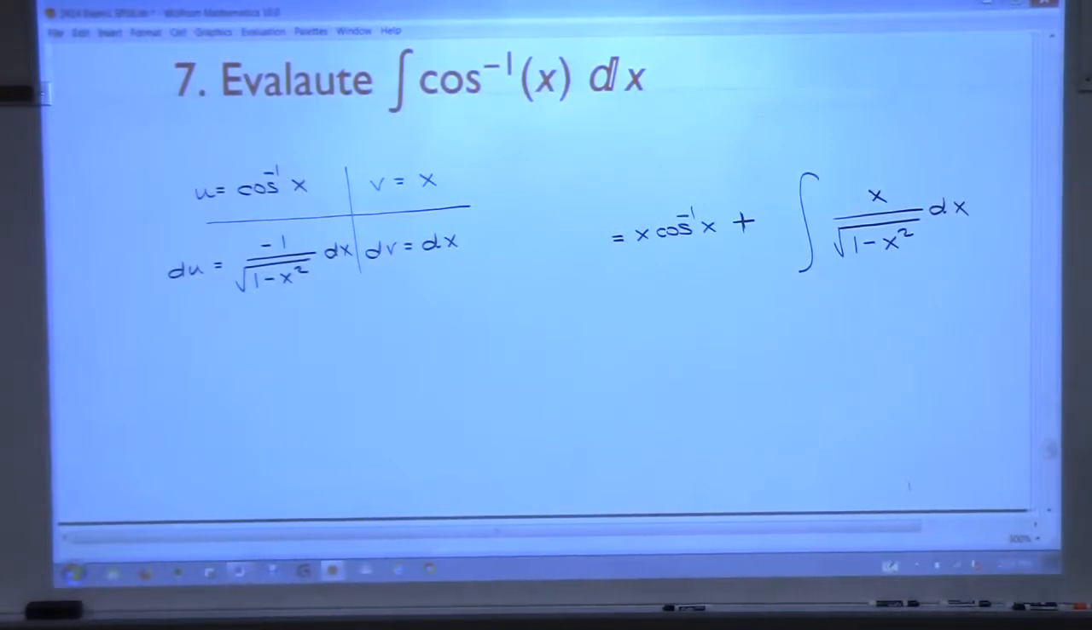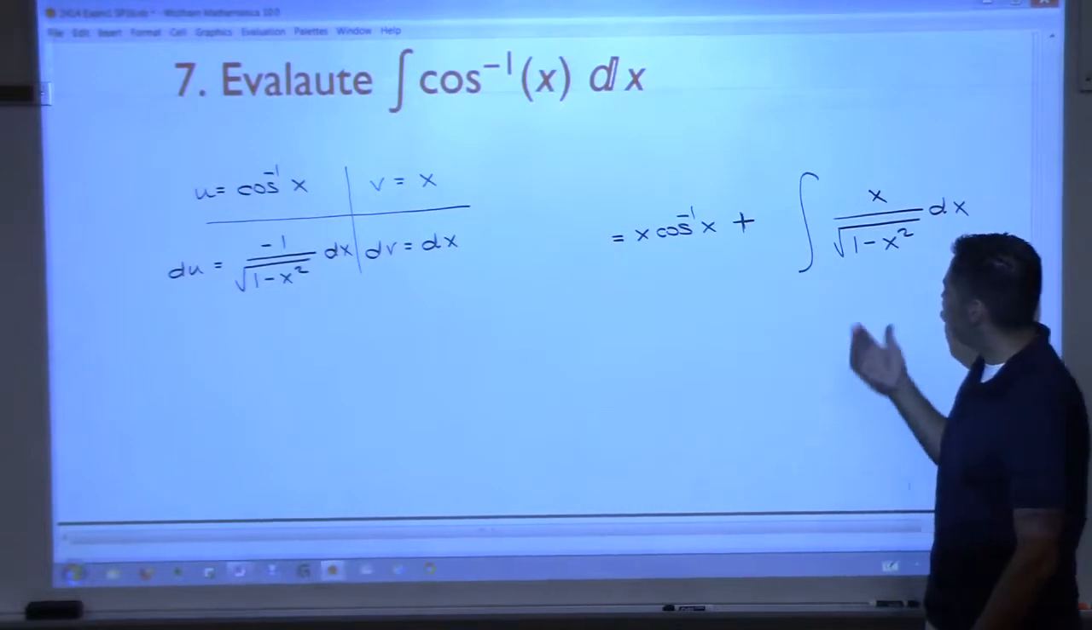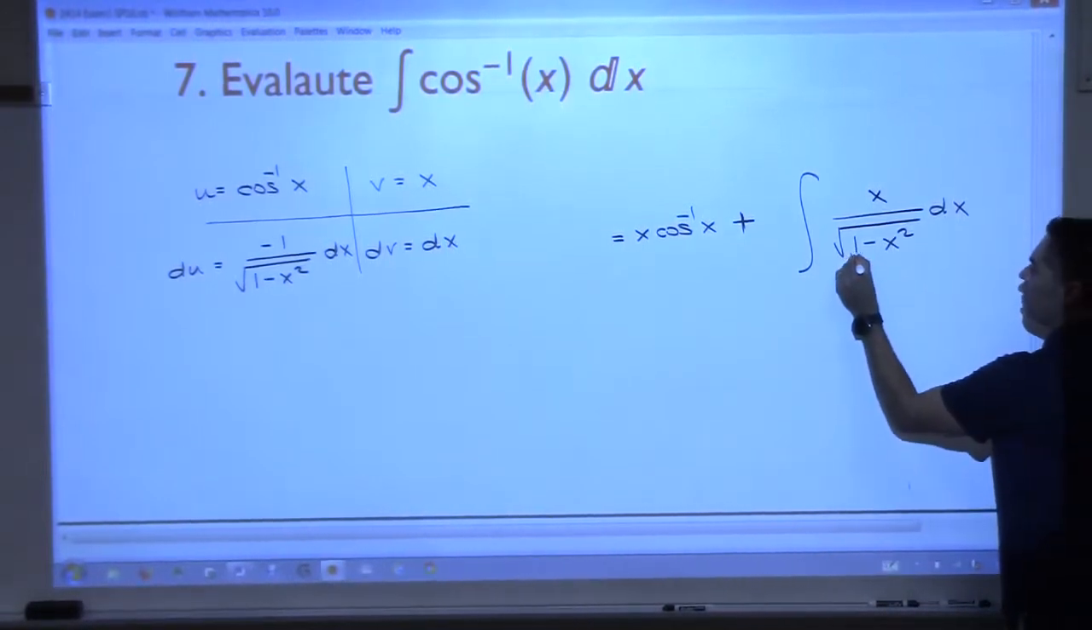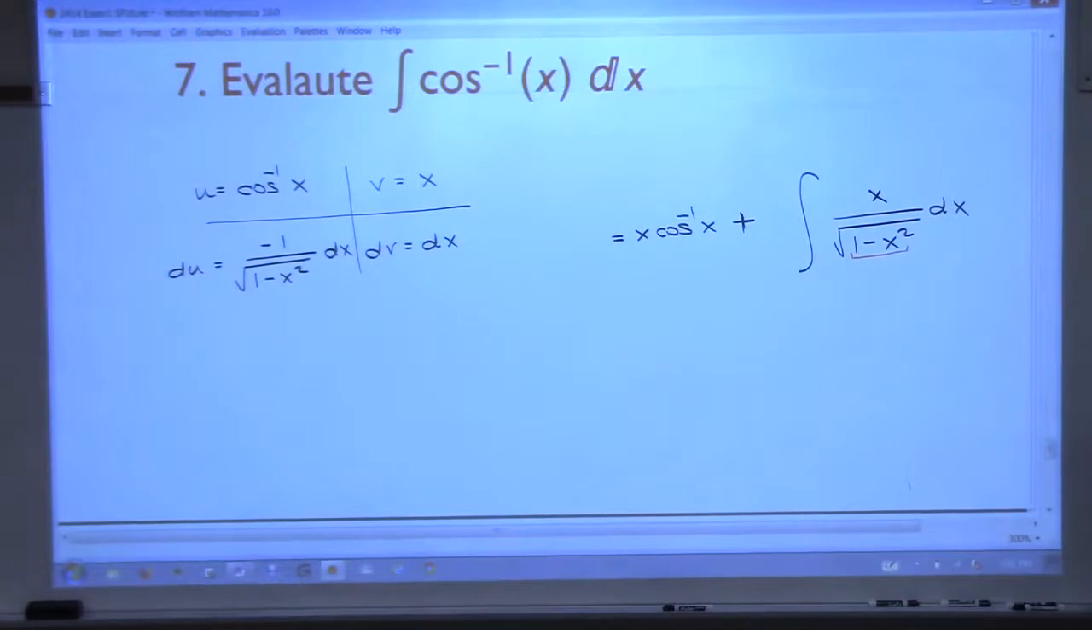Now, does this integral scare you or intimidate you? What could you use there? Just basic u sub. If you just let this whole thing right in there be u, what's its derivative? Negative 2x, right? And so you're off by a constant, so you'd be able to work that one through. I'm going to leave this for you to finish out yourself.